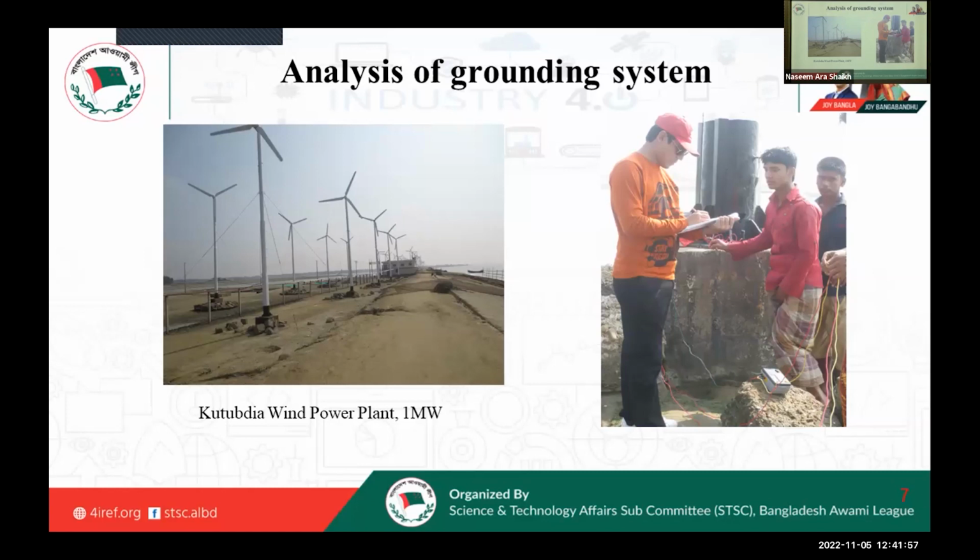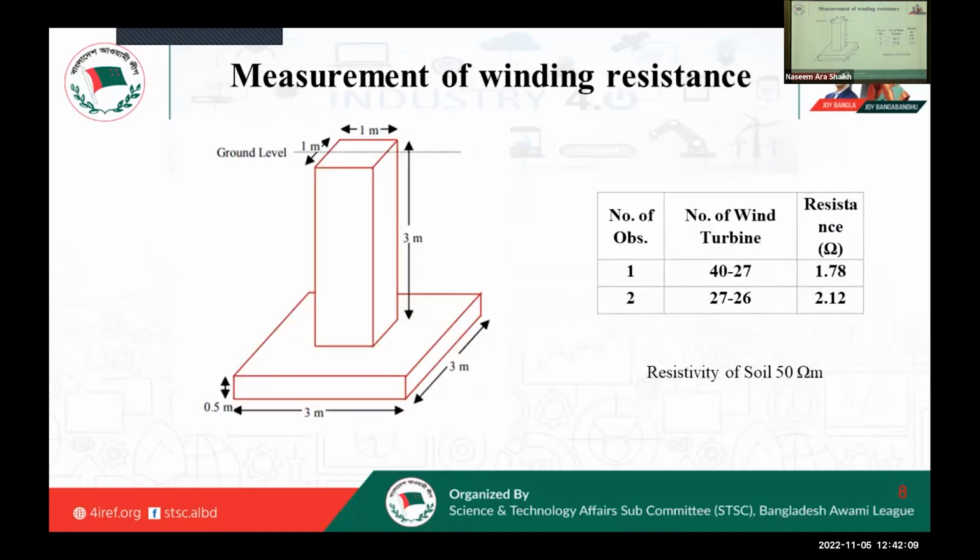So we visited this Kutubdia wind farm with my students, and we measured the ground potential and ground resistivity of this wind turbine, and then we modeled the wind turbine grounding using simulation software known as Virtual Surge Test Lab. That software is based on the FDTD method, which solves Maxwell's electromagnetic equations.